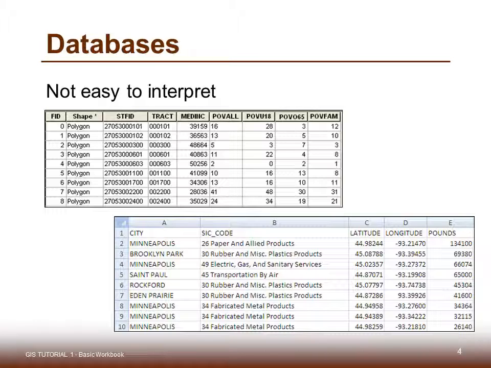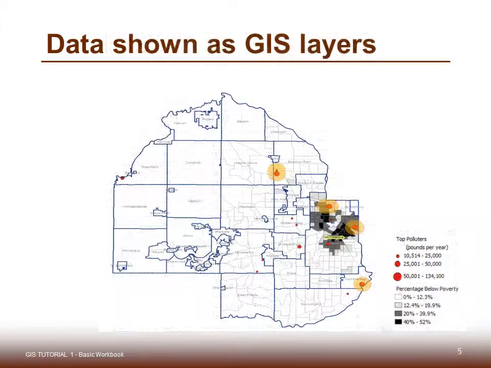So it includes socioeconomic data from the U.S. Census. And then below that, we have an example, which is an Excel spreadsheet that shows data broken down into columns: city name, SIC code, which is an economic identifier. This would be related to a particular industry, and then a latitude, longitude for location, pounds that may have to do with the use of some kind of material of interest or potential pollution source.